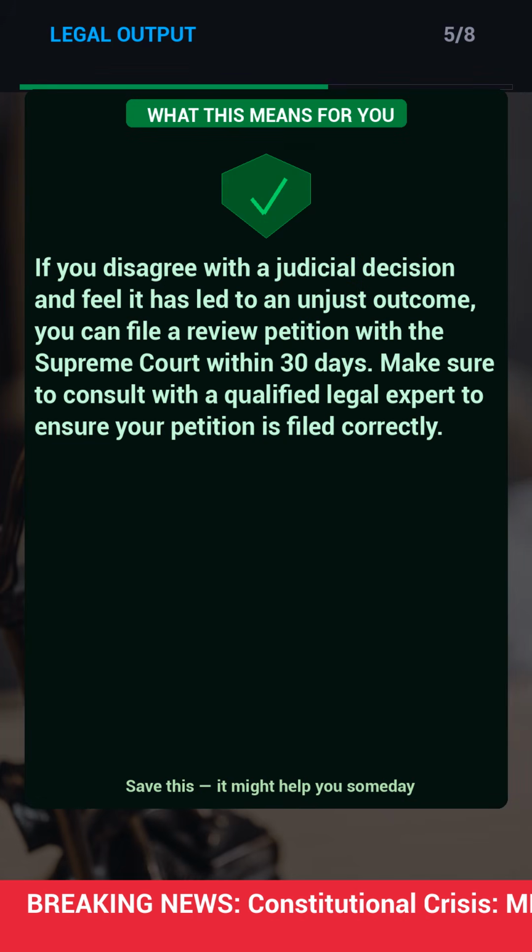Here's what this means for you. If you disagree with a judicial decision and feel it has led to an unjust outcome, you can file a review petition with the Supreme Court within 30 days. Make sure to consult with a qualified legal expert to ensure your petition is filed correctly.